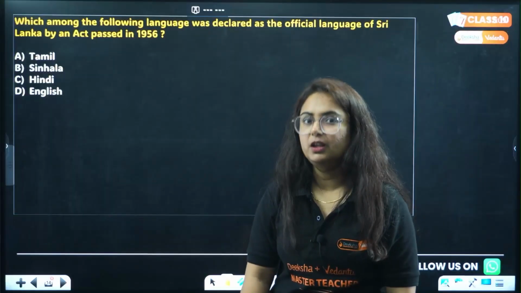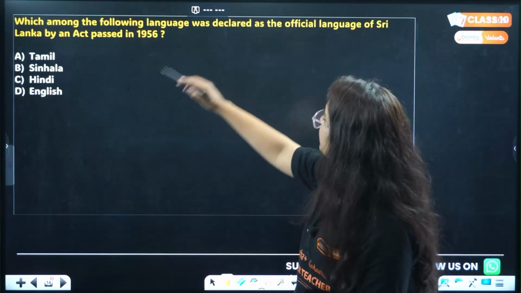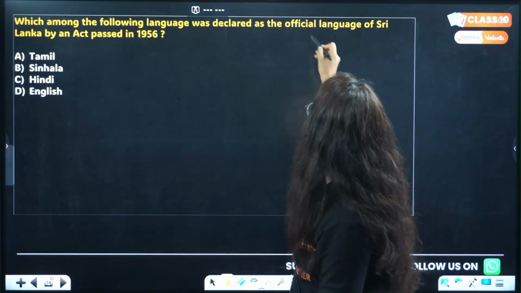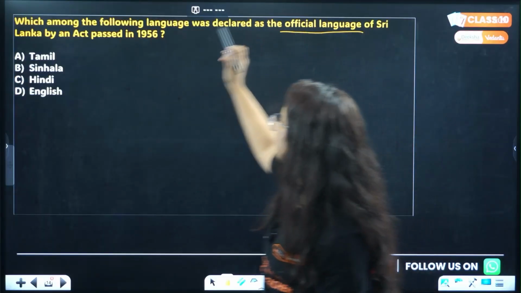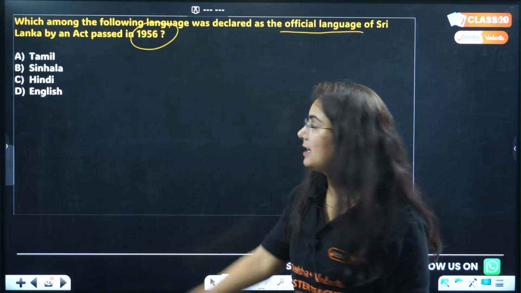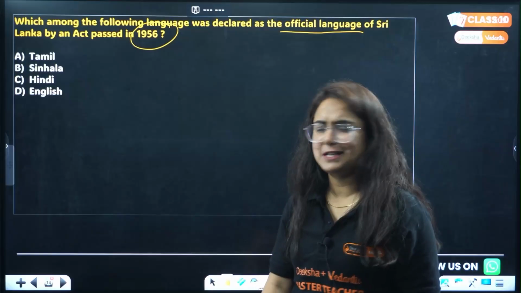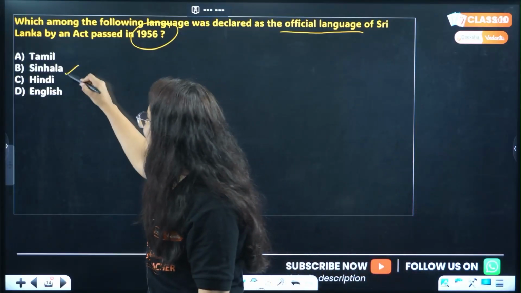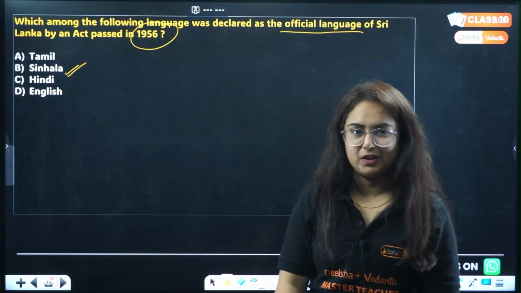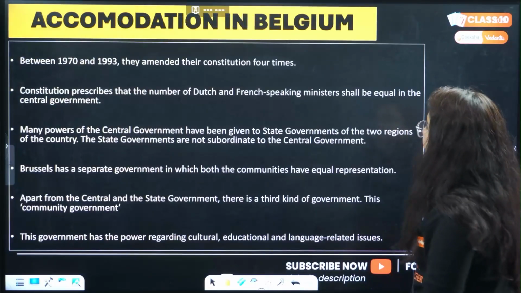Okay, quick question. To divert our mind from so much theory, which among the following languages was declared as the official language of Sri Lanka by an act passed in 1956? Options are Tamil, Sinhala, Hindi or English. Hindi, English came out of syllabus. So it is Sinhala. That's B. Right? How many percent of people speak Sinhala? Tell me in the comment section.